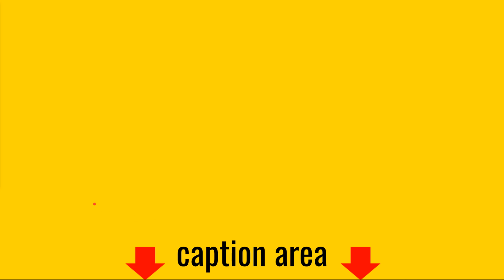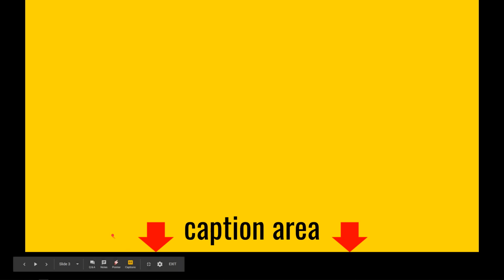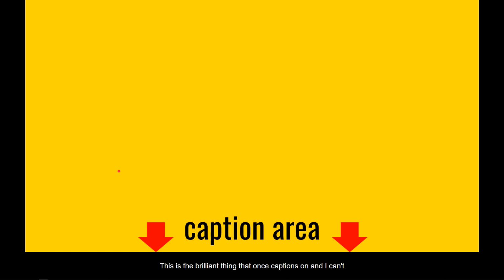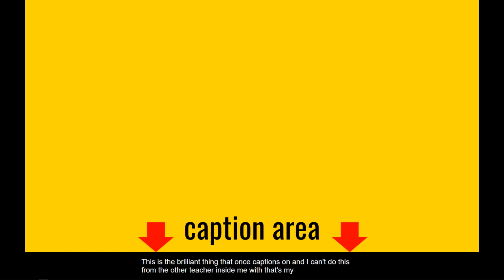As you'll notice, it says captions area with red arrows, and there is nothing happening. The reason there's nothing happening is I've not turned it on. So to go to the bottom, we go to captions. The moment you hit captions, and this is the brilliant thing, once captions are on, and I can't do this from the teacher inside me without smiling and actually thinking that as I am speaking, you can see the words instantly on screen. Of course, with your presentation, you're not going to have a caption area. It will just be whatever is being talked about on the slide. But you can see that there are certain things happening pretty much immediately as I speak quite quickly.